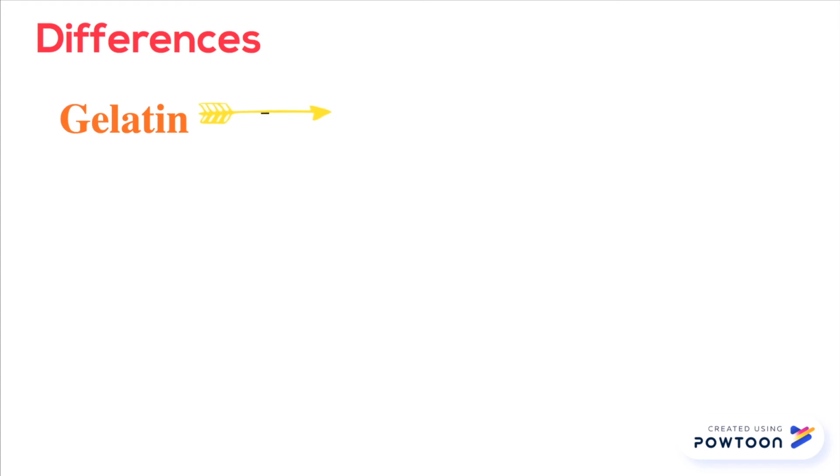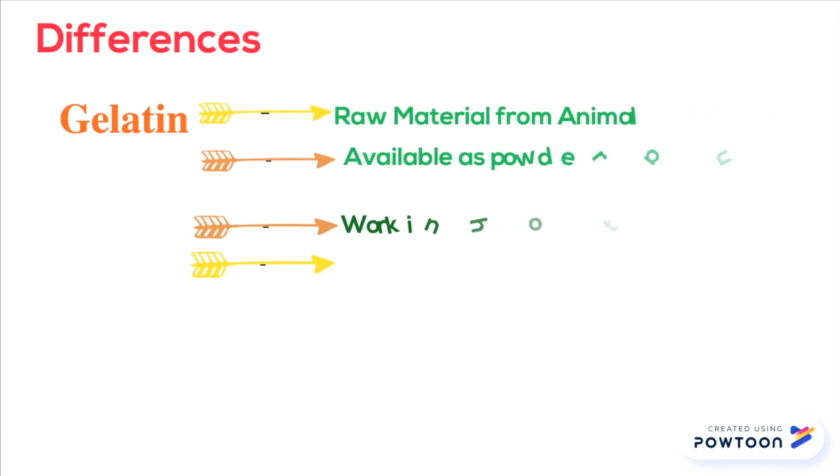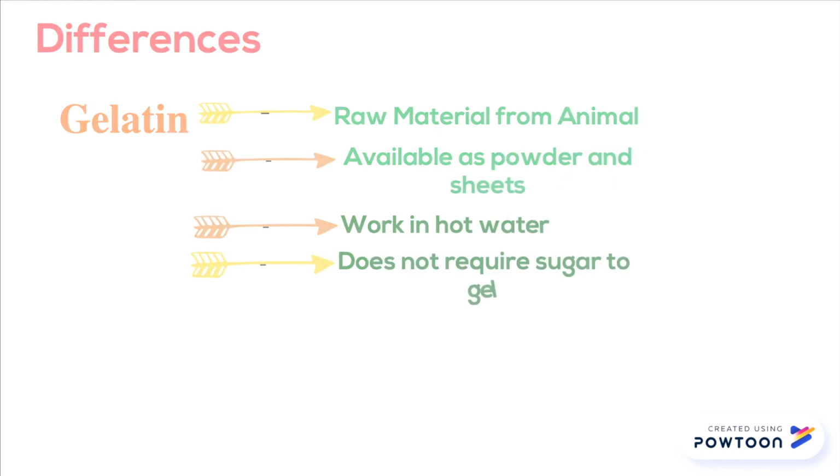Differences. Gelatin. First, the raw material is from animal. Second, available in powder and sheets. Third, works in hot water. And the last one, does not require sugar to gel.